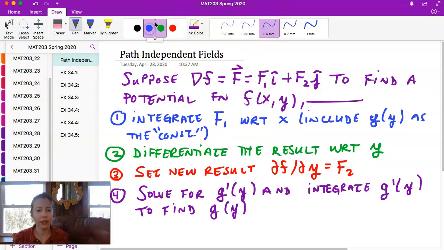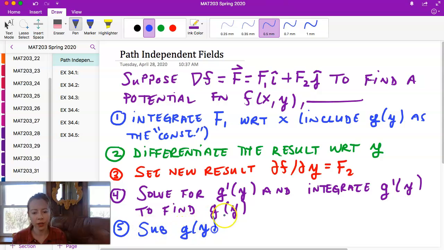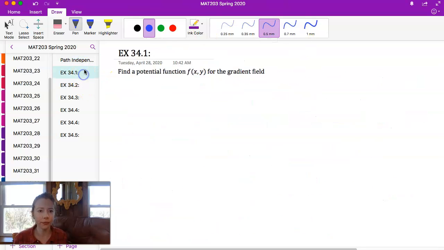Okay, and lastly, we are going to substitute g of y into our formula for f of x and y. All right, and that's it. So 5 steps. So let's try out an exercise together where we do just this.